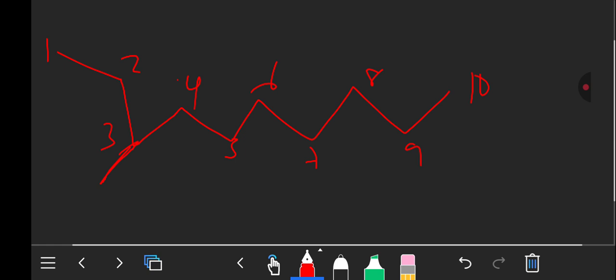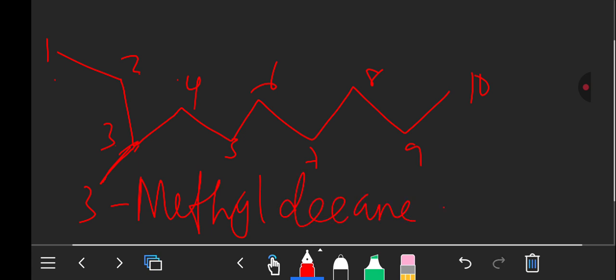If I number it from right to left, I'll discover that the substituent is at position number 9, and I do not want to give it a highest number, instead a lowest number, which is 3. So you number it from left to right. So I'll say 1, 2, 3. At position number 3, this is a methyl. I have a methyl group. So it will be 3-methyl. Then I have the parent, which is decane. So this is how you can name this compound.